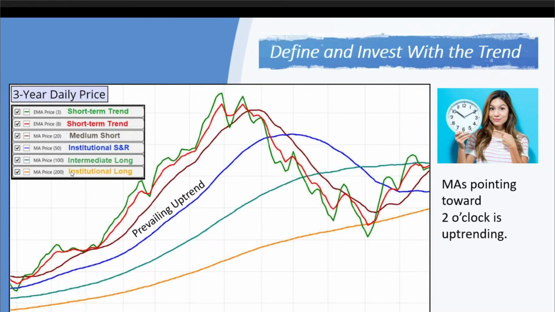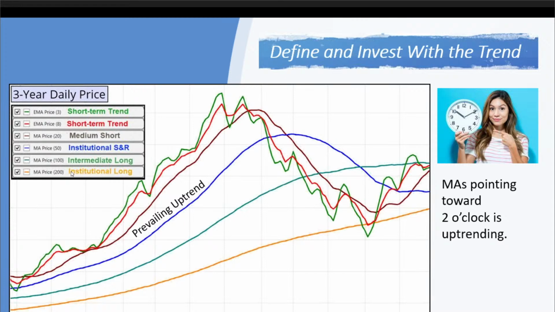A medium short-term, kind of an intermediate short-term moving average, is the 20-day simple moving average. You can also use the 20-day EMA. I know there are techniques and strategies that use a 20-day EMA, but your 20-day simple moving average serves the purpose as well. So that's your medium short-term moving average. Then when you continue to move higher, you get your 50-day moving average. That's more of an institutional support and resistance moving average, where institutions will begin to take positions when price crosses above the 50, and reduce exposure when price crosses below the 50.